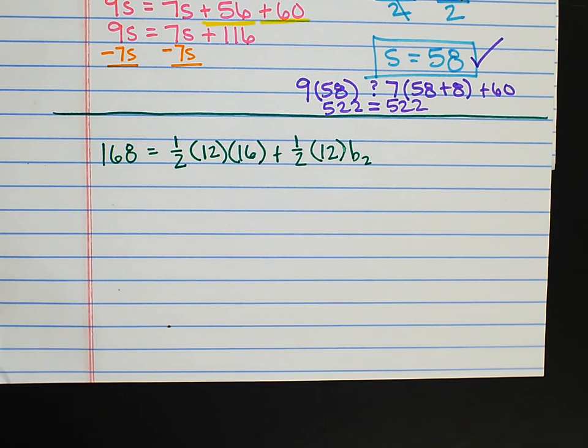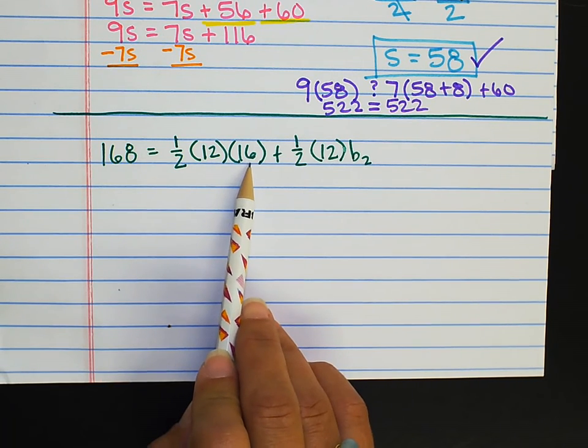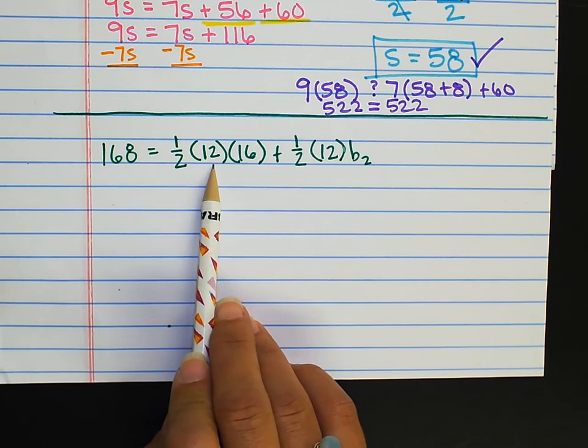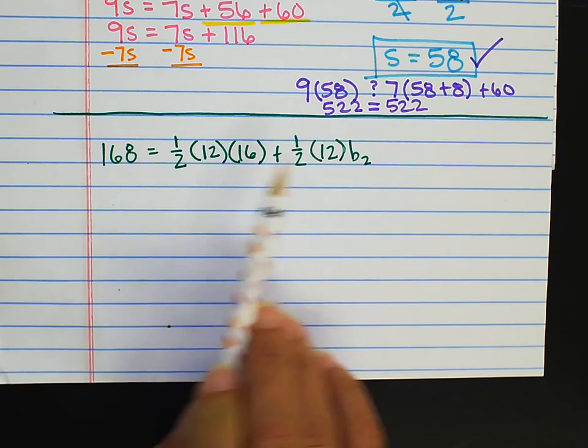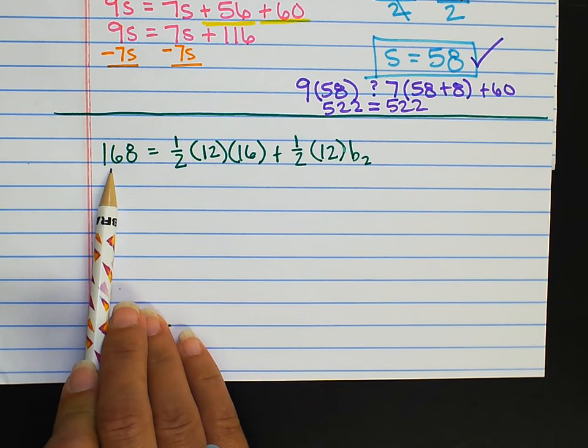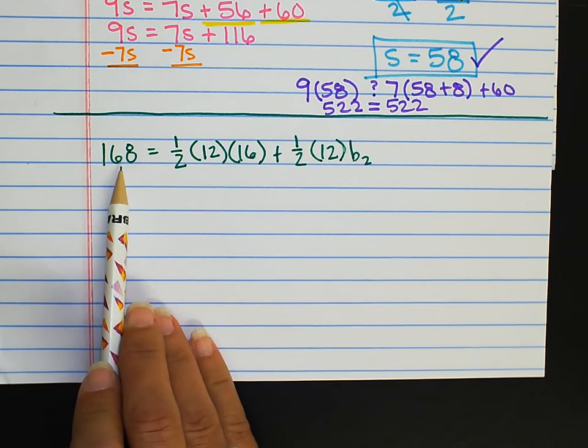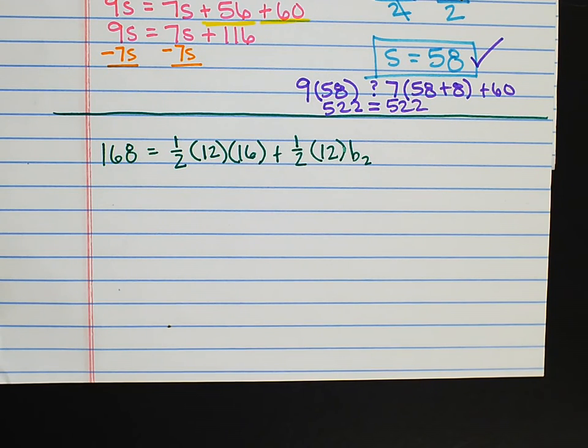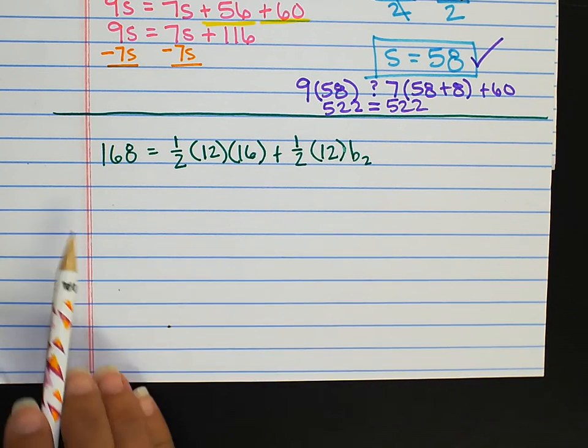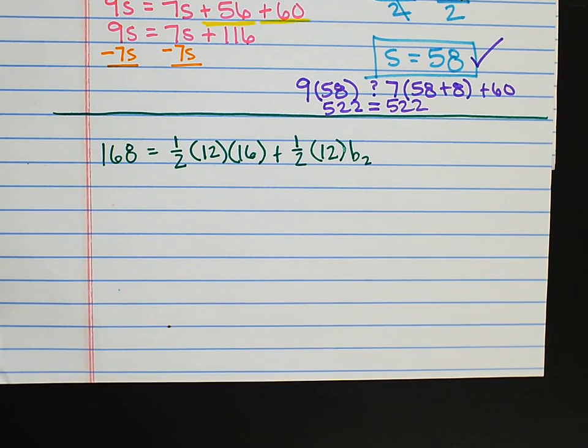For a trapezoid-shaped garden with one base measuring 16 feet, a height of 12 feet, and an area of 168 square feet, the formula becomes 168 equals 1/2 times 12 times 16 plus 1/2 times 12 b2. What is the length b2 in inches? So here we go. We're going to solve this equation. Again, we're going to use our calculator a ton.